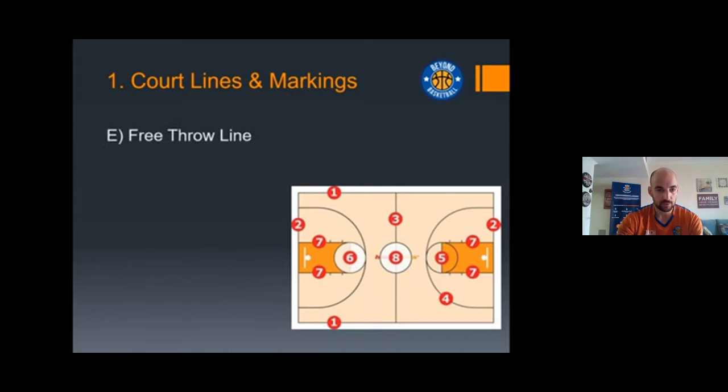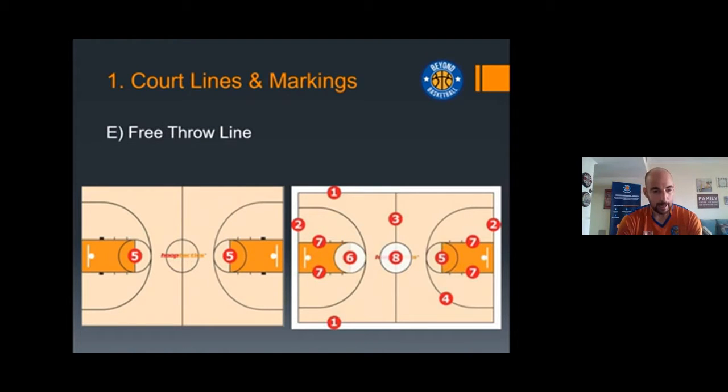Next one, free throw line. From the free throw line, players are shooting free throws. It's 15 feet away from the backboard. And on a free throw attempt, the shooter cannot step on or across this line until the ball touches the rim. So when the ball touches the rim, then you can jump for the ball in case you miss. Okay, if you cross earlier, they will not count that attempt even if you score.